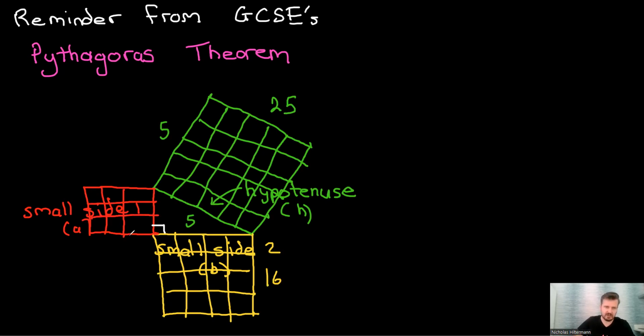For this theorem, we have a 3 here, and so there's 9. And we see 9 plus 16 is 25. And so this works for any right-angled triangle. This is a nice round number, but it's not always going to be a nice round number.